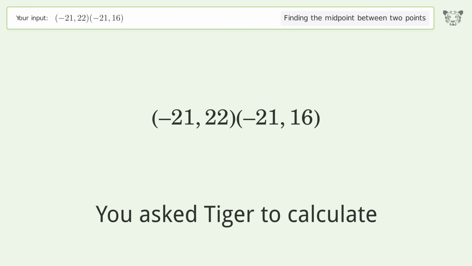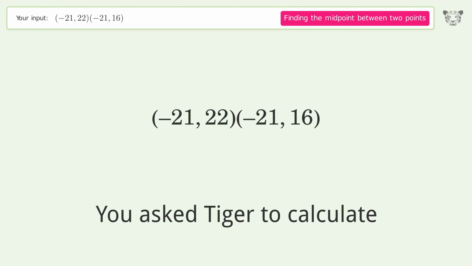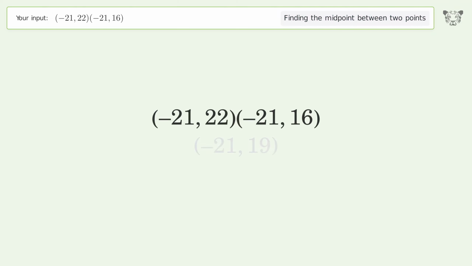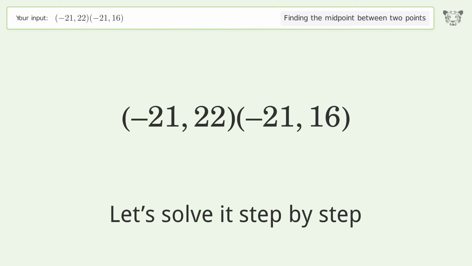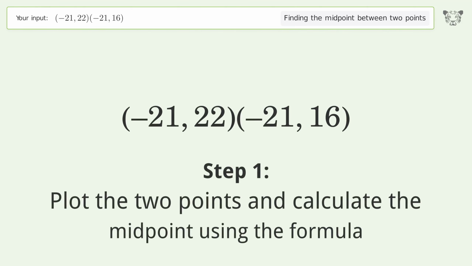You ask Tiger to calculate. This deals with finding the midpoint between 2 points. The midpoint between the 2 points is negative 21, 19. Let's solve it step by step. Plot the 2 points and calculate the midpoint using the formula.